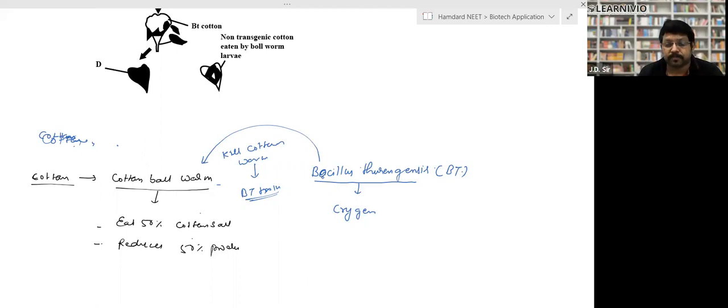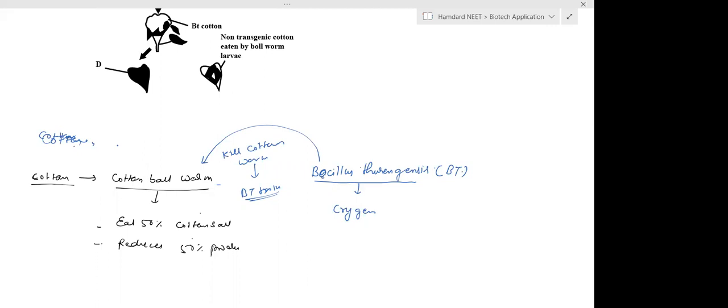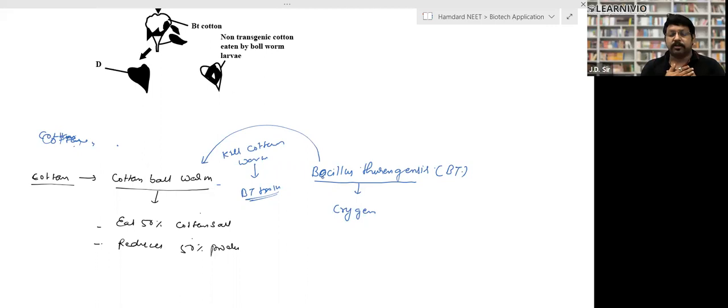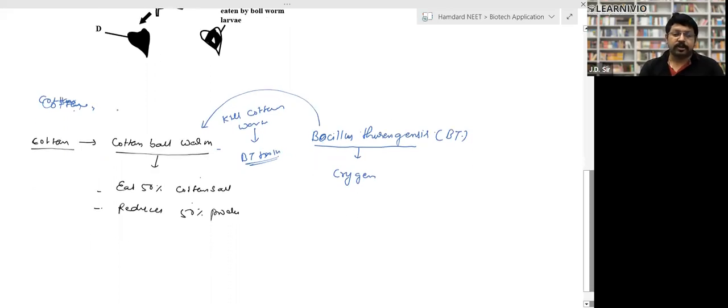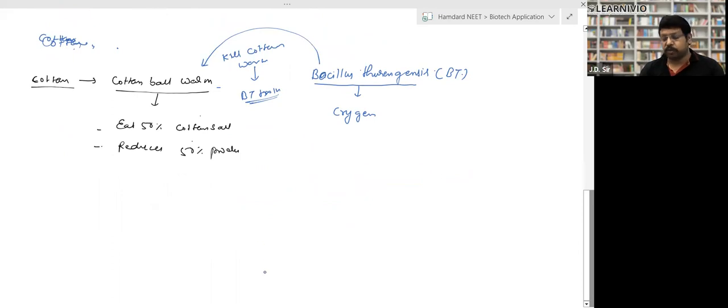Got it? So our enemy is the cotton bollworm. And who is the enemy of the cotton bollworm? Bt. So who is my friend? Bt is my friend because it can kill the bollworm. So what scientists did is take out the gene which produces the Bt toxin, and the name of the gene is the cry gene. Got it?